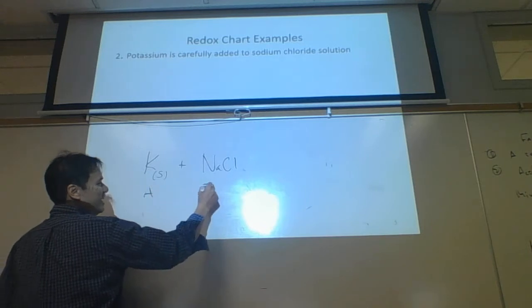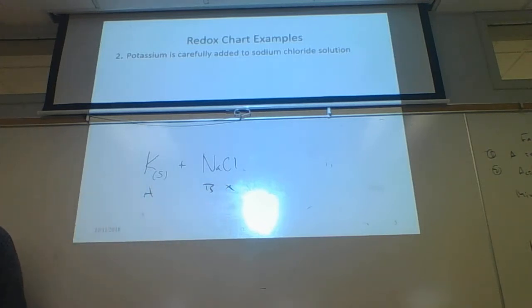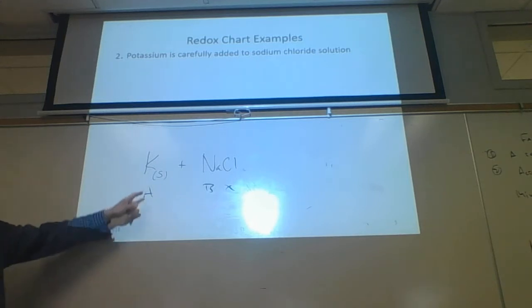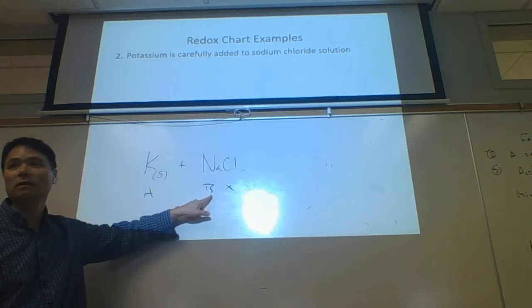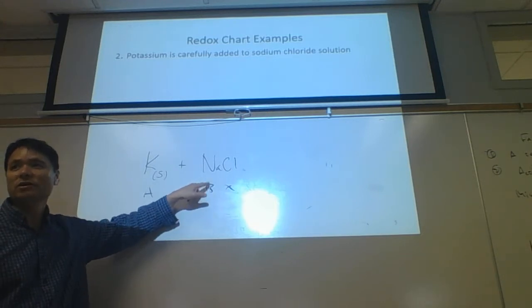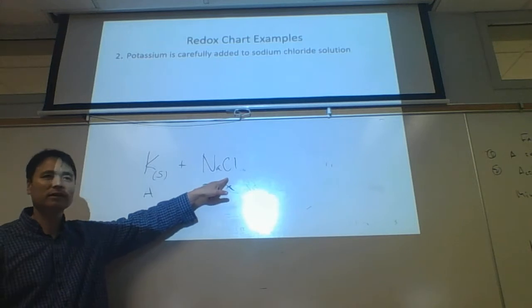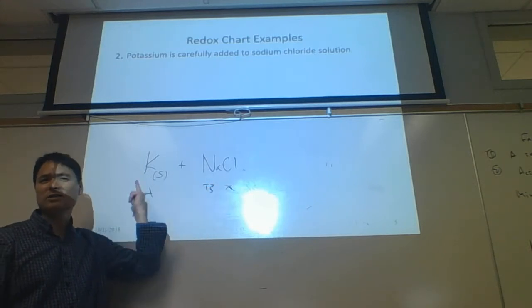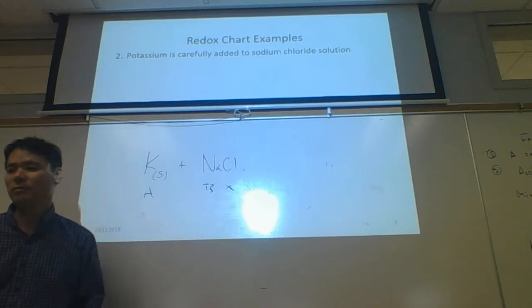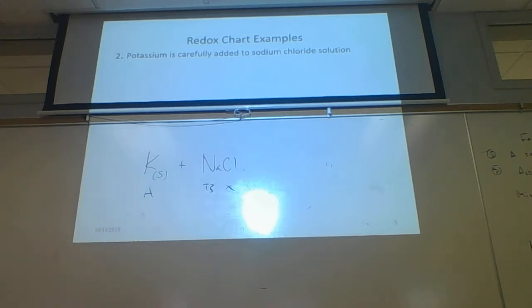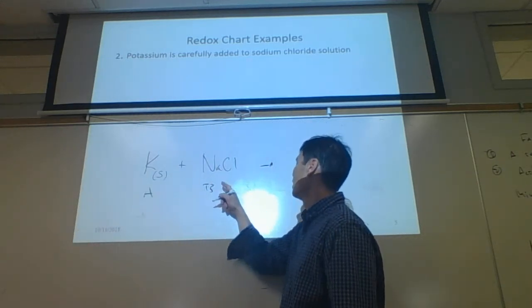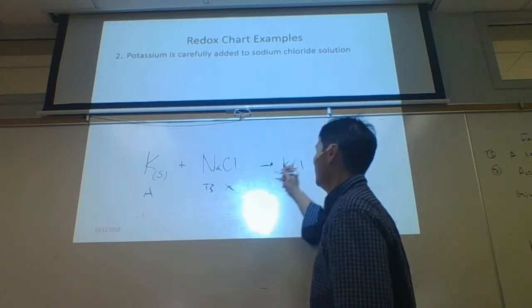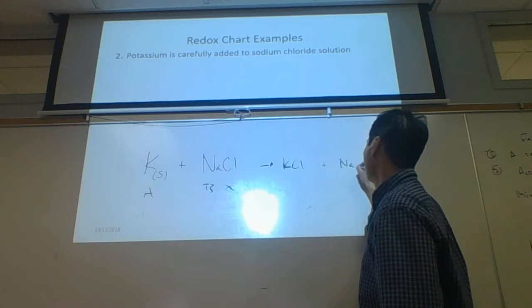Hey, this is A plus BX. What was A again? Reducing agent. Hey, potassium is an excellent reducing agent. It's number 2 on our list. So far, so good. B would be our oxidizing agent. Sodium ions are oxidizers, and chloride's a very weak reducer, and so potassium metal would be much better. And so this looks like single replacement works. What forms? Well, AX. AX is potassium chloride, KCl, plus B. B is just sodium, the element, which would be sodium metal.